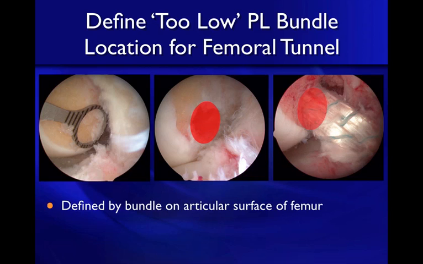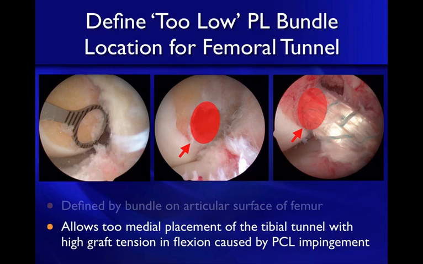And this really low position, outlined by red, defined by the fact that the tunnel is abutting the articular surface of the femur, is in our view too low, as I'll show in a moment. And it also allows a too medial placement of the tibial tunnel over the PCL.